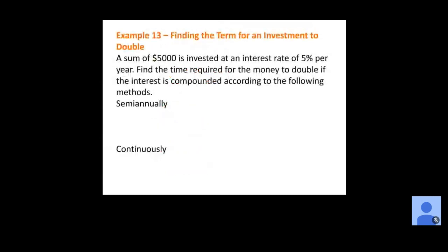All right, so now we're going to look at some money again. Okay, so we have a sum of $5,000 being invested at an interest rate of 5% per year. We're going to find the time required for the money to double if our interest is compounded according to the following methods. Okay, and so we're going to do this twice because we're going to do it semi-annually, and then we're going to do it again for continuously.